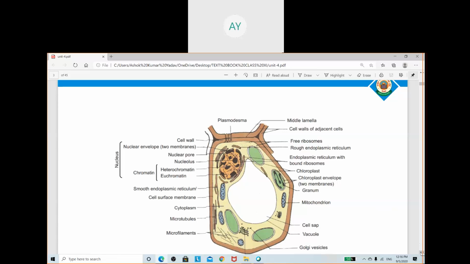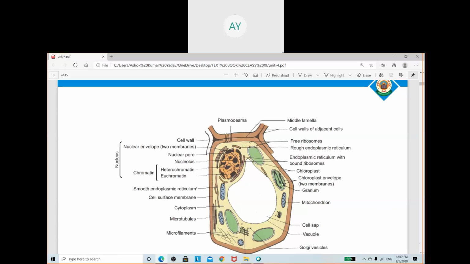And you will find granum, a coin-like structure, inside the chloroplast. A stack of coins, if you put 5 rupee coins one upon another and you find a stack of 10 pieces of 5 rupee coins, then that structure is known as grana. Granum is the singular form, and grana is the plural form, in the chloroplast.